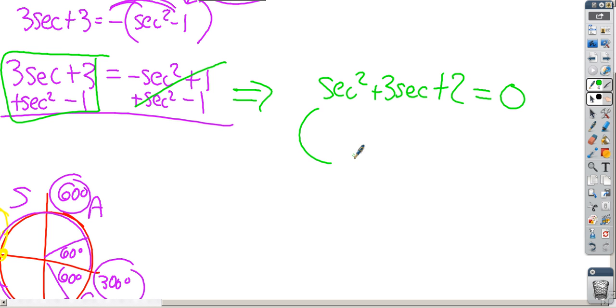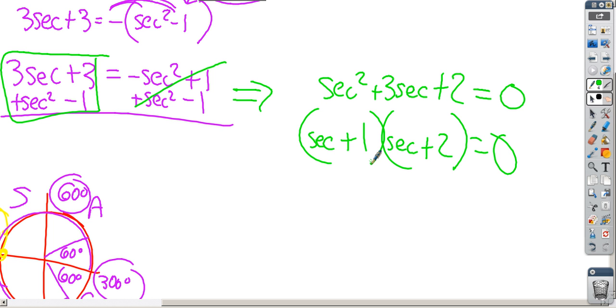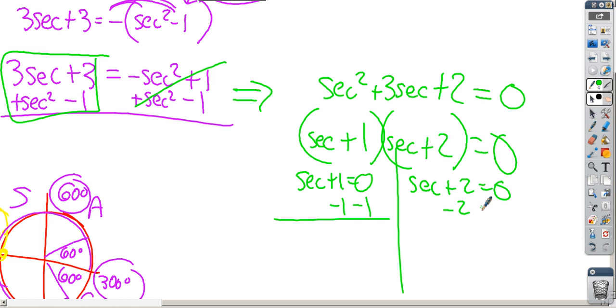So this will factor now. This is going to factor to secant times secant is secant squared, and then to get the 2, we must have done 2 times 1. So now we can solve this. We want to set this equal to 0 and set this equal to 0. We'll subtract 1 right here, and we'll subtract 2 right here. So secant equals -1 and secant equals -2.